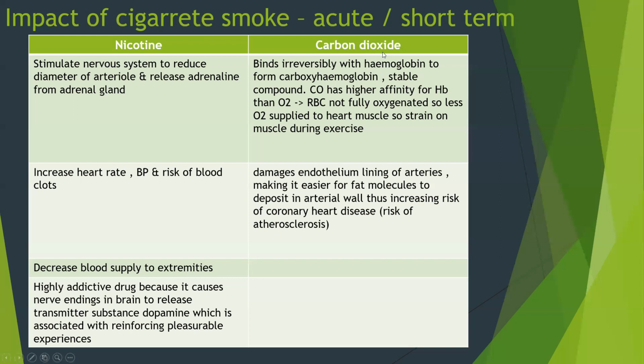Carbon monoxide can bind irreversibly to hemoglobin, which means this reaction is irreversible. It cannot be converted back to obtain hemoglobin again. It forms carboxyhemoglobin, which is a stable compound. Carbon monoxide has a higher affinity for hemoglobin than oxygen, so it is more likely to bind if it's present in the body. So the red blood cells will not be fully oxygenated anymore, and less oxygen will be supplied to the heart muscle or throughout the body. So there might be a strain on the muscle during exercise.